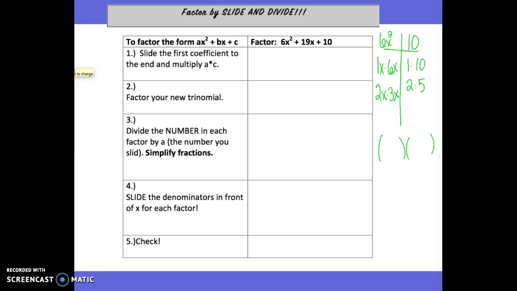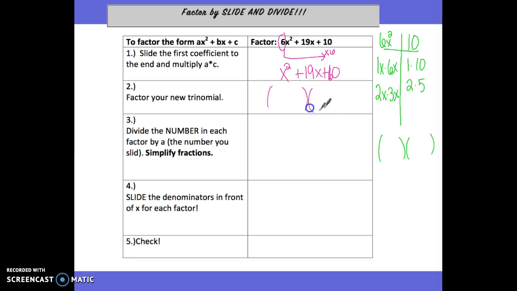If you follow these 5 steps, it's pretty simple. The first step says slide the first coefficient to the end and multiply a times c. What I mean by that is take your 6, slide it to the end, and write times 6. Now your trinomial is x squared plus 19x plus 10 times 6, which is plus 60.